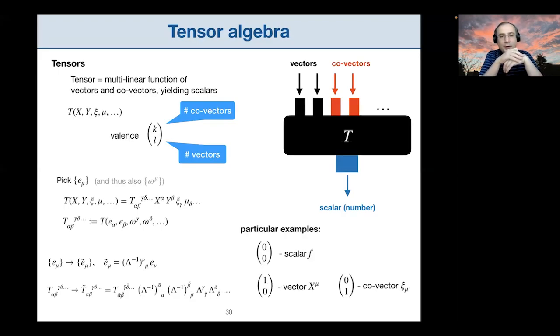Okay, this looks abstract, but we already know at least three types of tensors. The first type of tensor is a zero-zero tensor, so something that doesn't accept any vectors and covectors, but gives you a number, and that's basically a scalar. So scalars are, in our language, zero-zero tensors. We've got one-zero tensors, which accept one covector, and these are the standard vectors. They have one index up, and they transform exactly according to this tensorial rule for one-zero tensors. And we also know zero-one tensors, which are just covectors. So we have simply enlarged the number of geometric objects we can work with.